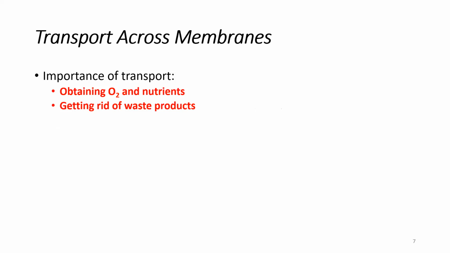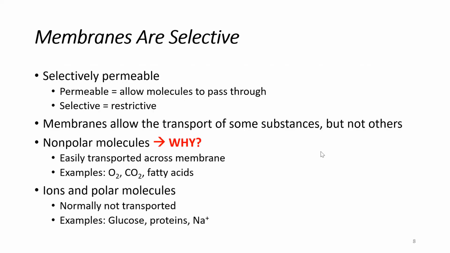Now, the importance of this exchange is sort of twofold here. Oxygen and nutrients need to come in, but then waste products, byproducts, metabolites, CO2 and other metabolites need to be removed from the cell as well.